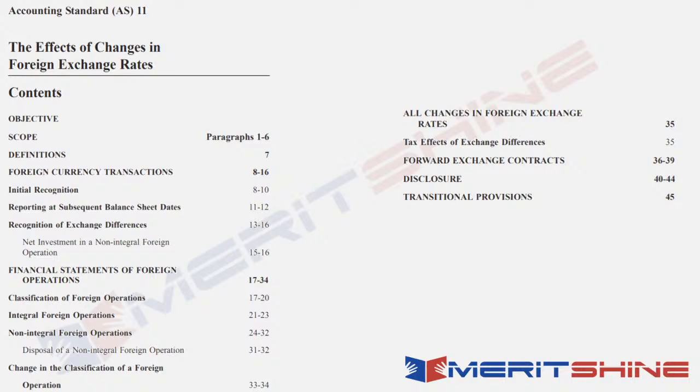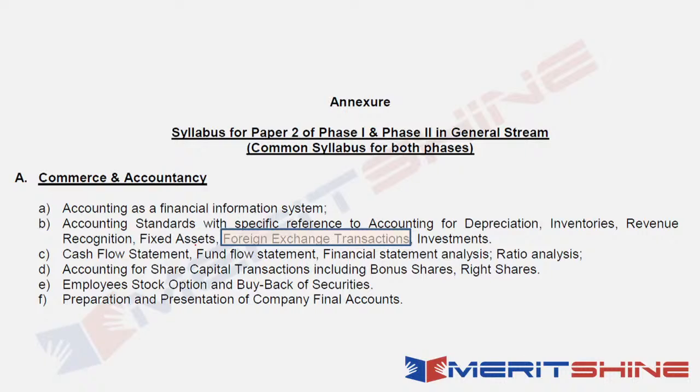Now this is the most tricky part in your syllabus, if you will see, which is the accounting standard related to foreign exchange. If you just go back and see in the syllabus, what we have done: depreciation we have seen, inventories we have seen, revenue recognition we have seen, the fixed asset part was part of the depreciation only, I showed you there. Now we have entered into this foreign exchange transaction.